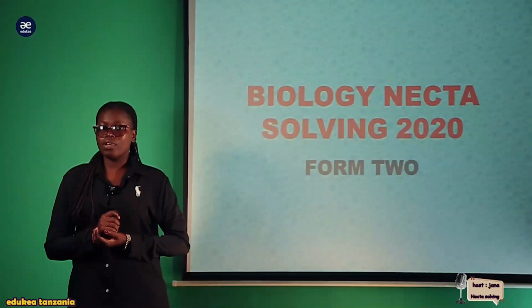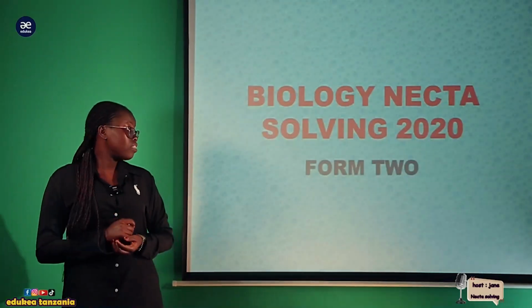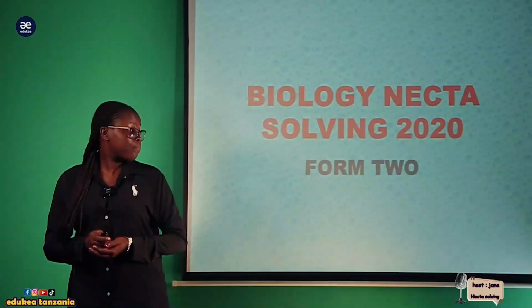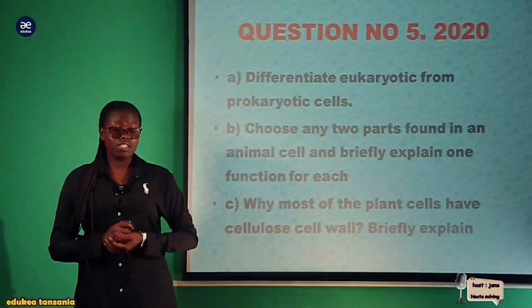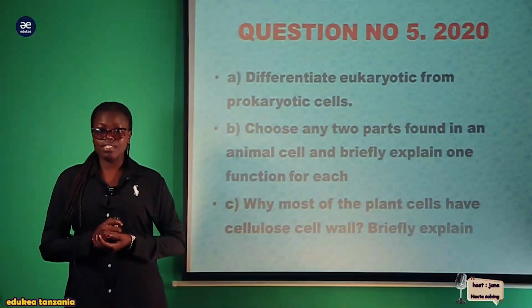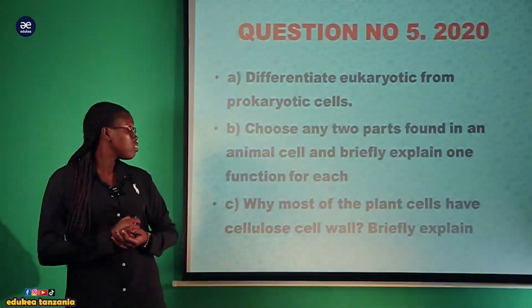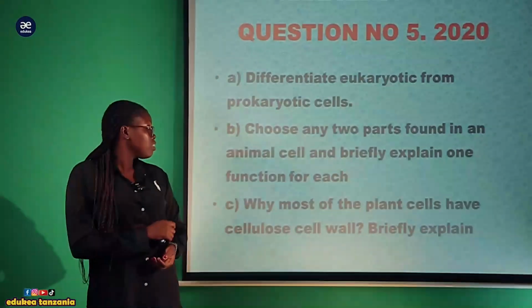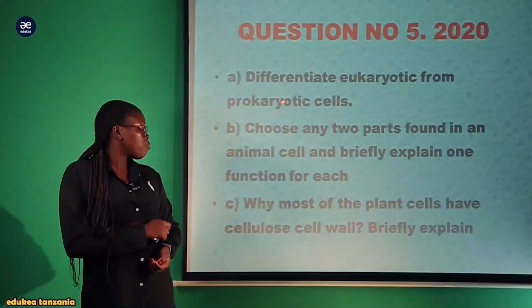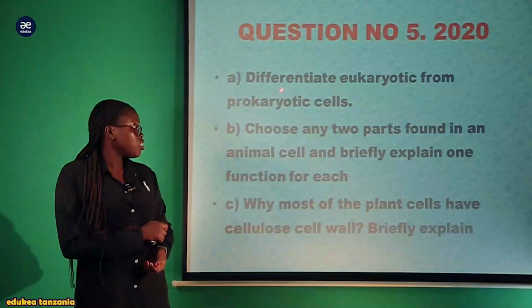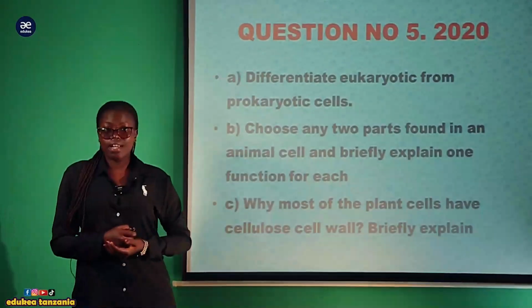In today's session, we are going to solve the NECTA question for the year 2020. Today's question is question number 5 for the year 2020, and it is stated as follows. Roman A: differentiate eukaryotic from prokaryotic cell.